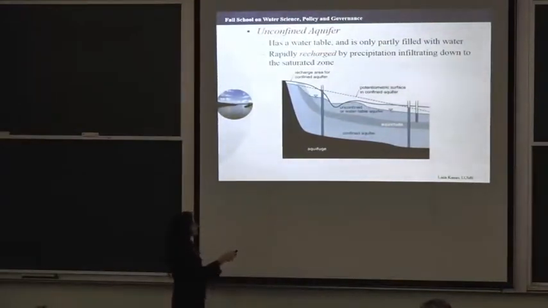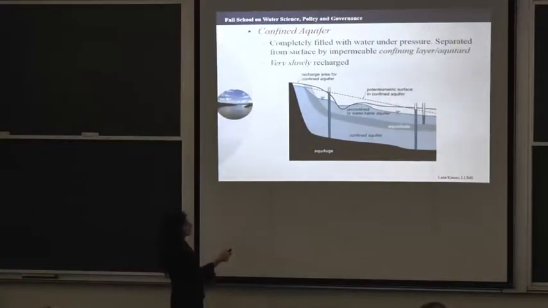So this is again a description of an unconfined one. It's open to the surface, so it can get recharged. If you build a well here, the water level in the well will be the same as the surface of this unconfined water table. In a confined aquifer, the water is under very high pressure, so if you dig a well, the water pops up and goes upwards.